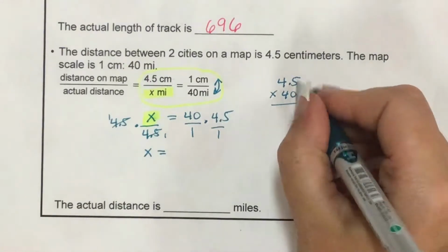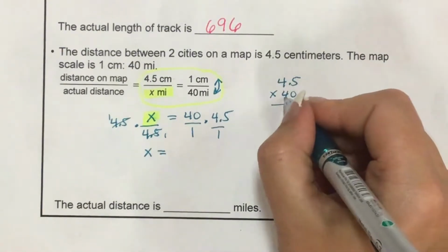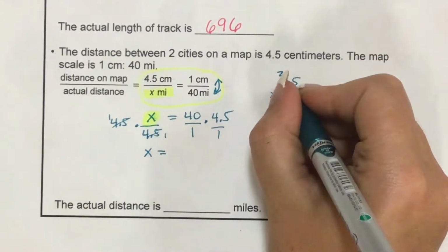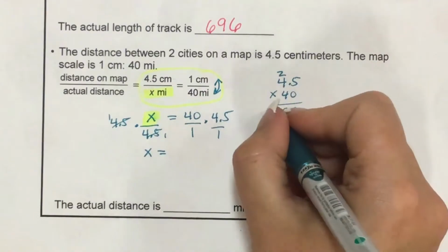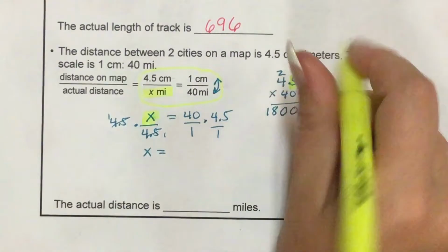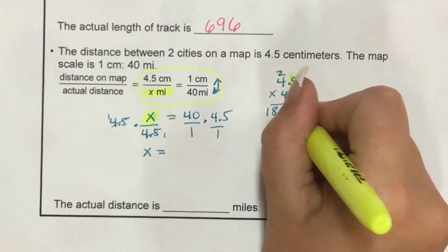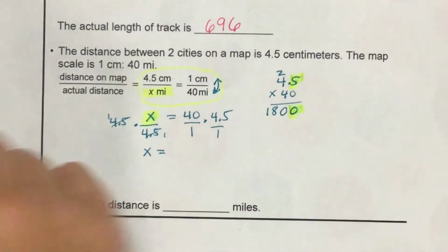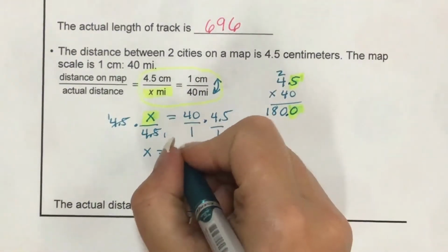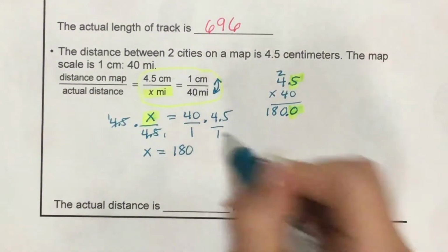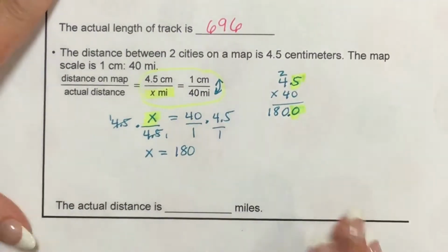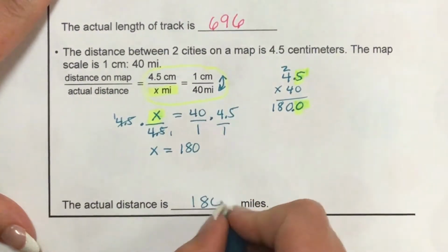Okay, so 0 times everything is just going to be 0. So I'm just going to move here. 4 times 5 is 20. Write the 0, carry the 2. 4 times 4 is 16, plus 2 is 18. Since I'm multiplying decimals, I have to have the same amount of decimals in the answer. So there's 1 decimal here, so there's going to need to be 1 decimal there, which means my decimal place goes right here, 180. So 40 times 4.5 is actually 180. Okay, 1 times 1 is just 1, so we can just leave it as that. So the actual distance ends up being 180 miles.